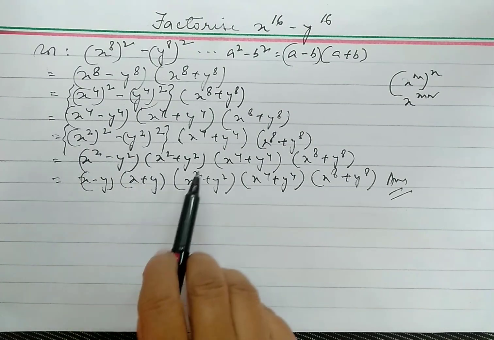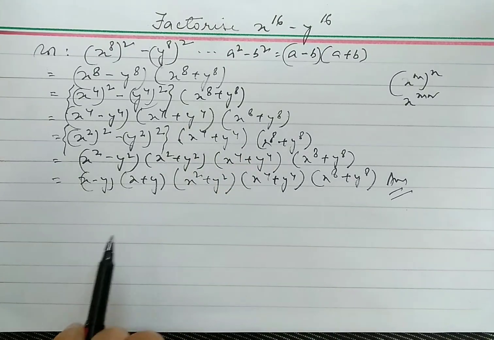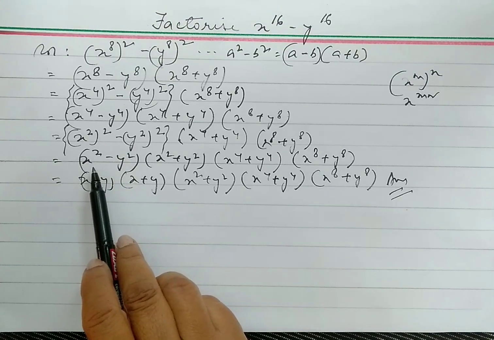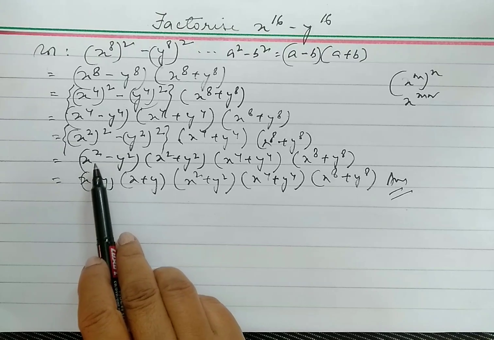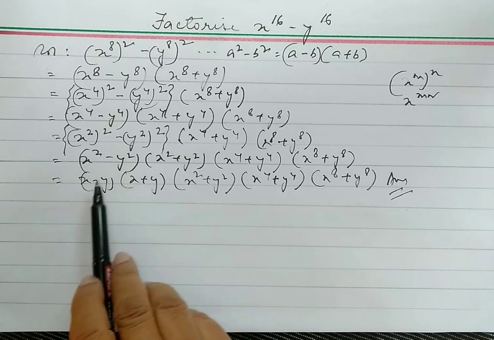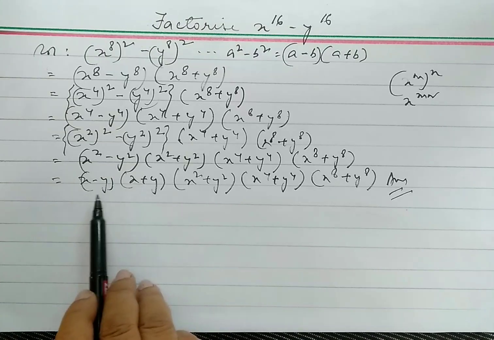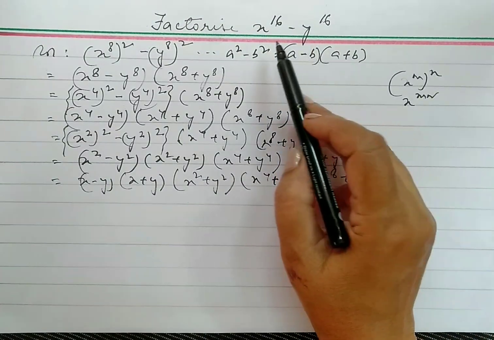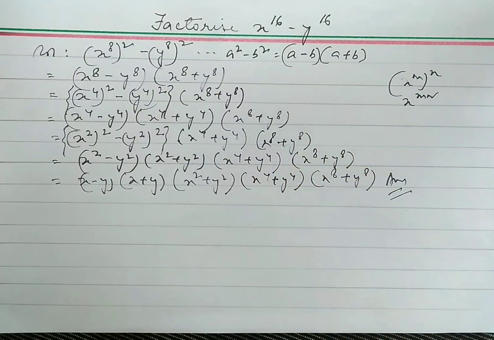And here this is to be simply copied. Alright guys, now this one, once again, is very straightforward, very clear in appearance. So a square minus b square is equal to a minus b and a plus b. In terms of x and y, you write like this. So these are our 5 factors for factorizing x to the power 16 minus y to the power 16.